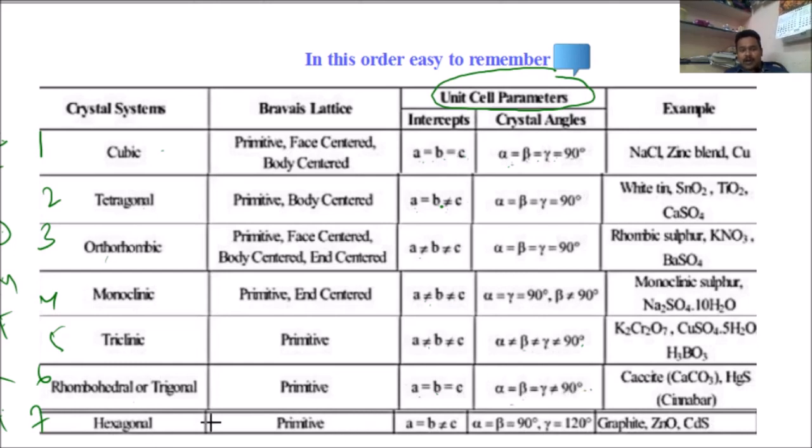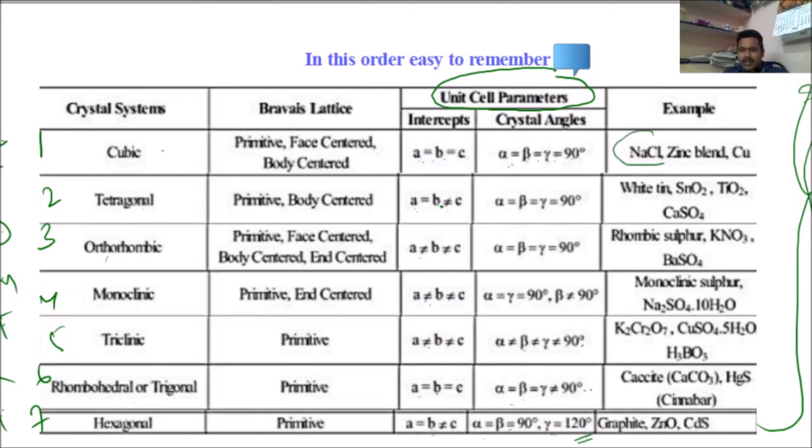Again hexagonal, A is equal to B, not equal to C, and alpha, beta is equal to 90, gamma is equal to 120 because A and B are equal. So alpha, beta is equal to 90, C not equal, so that the gamma value will be 120. All these things we have to remember. In this one, all the examples are not required. Many examples are there. All the examples are not required to remember.